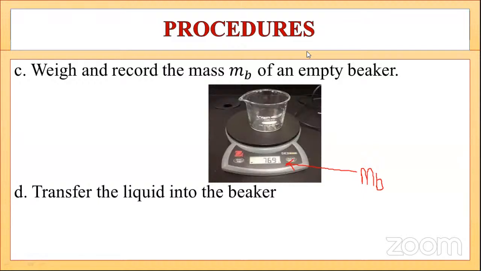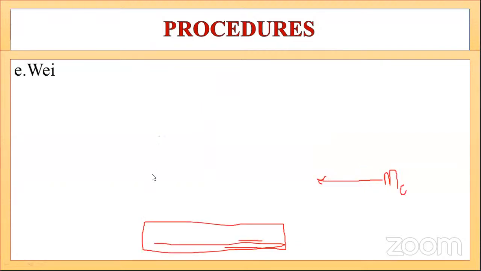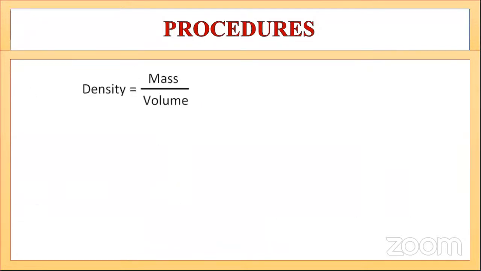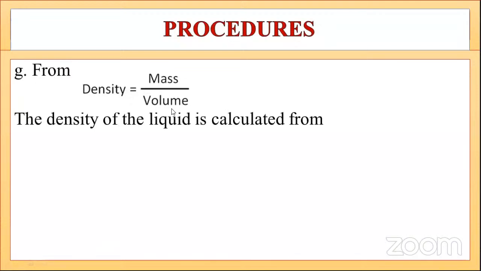Now, from there, we said you divide mass by the what? By the volume. To obtain the what? To obtain density. Very good. You're saying the density can be calculated from the mass of the liquid divided by the volume of the liquid.